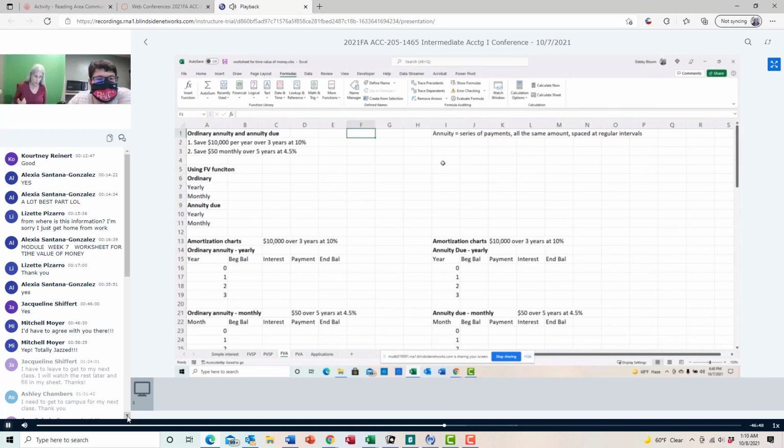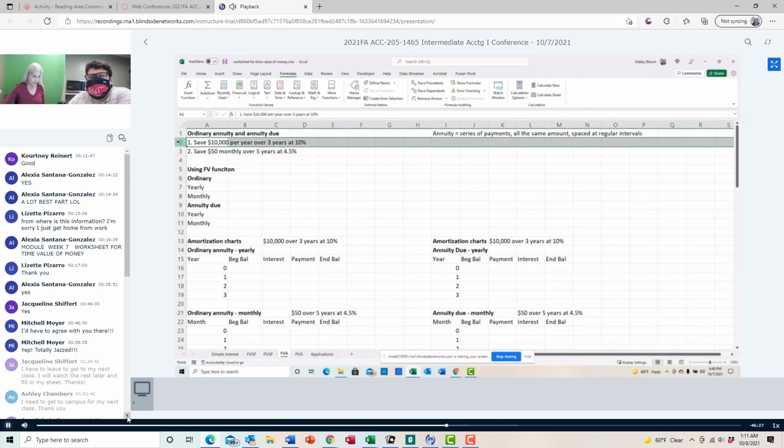So for annuities, the formulas are kind of complicated, so I'm not going to take you through the formulas. I'm just going to take you through the functions and then the amortization charts. You could also use the interest charts, but again, super old-fashioned. So I'm going to use 2 examples here. In the first example, I'm going to use the very simple example that they gave you in the book.